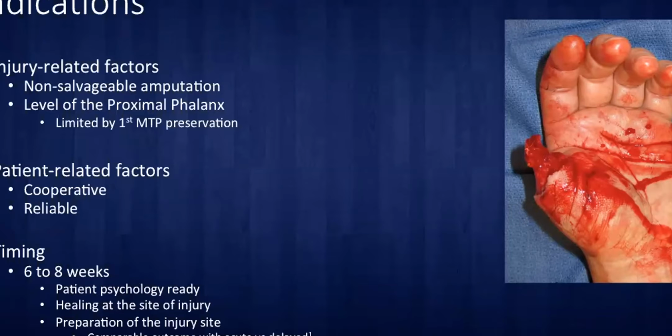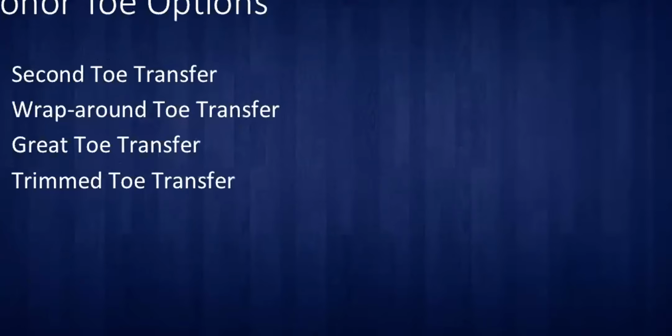So very quickly through the indications in the interest of time, ultimately the indication for us for a toe transfer, for a thumb amputation, is one that occurs at the proximal phalanx in cooperative, reliable patients. And you want to wait until the acute injury is healed and the patients have had time to think about their decision. Focusing in on the toe options, there's several of them, and we're going to talk about what we tend to use at Curtis sequentially.